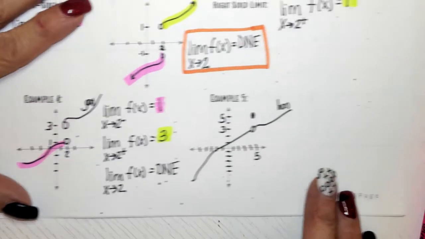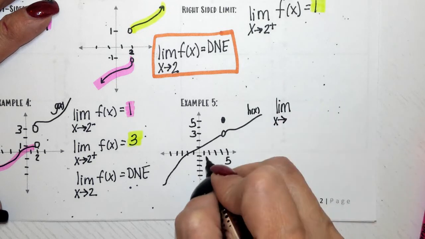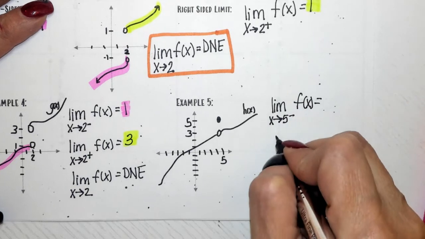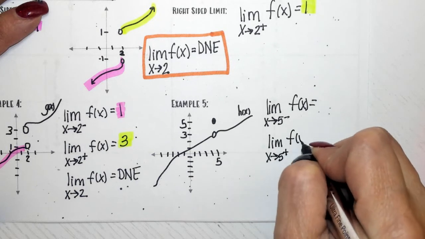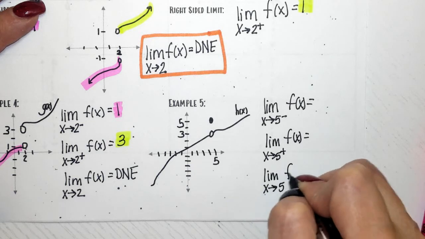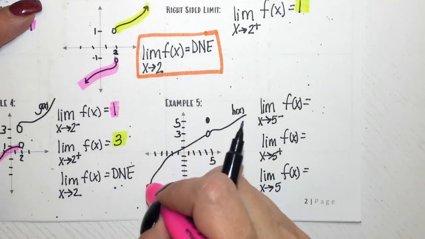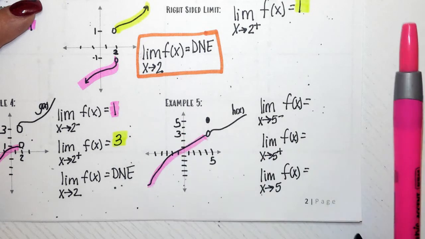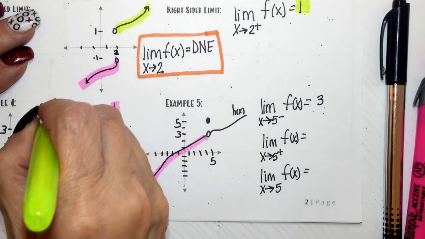Okay, well now let's try the other one. So this one's going to be the limit as x approaches 5 from the left of f of x. And then I've got the limit as x approaches 5 from the right of f of x. And then I've got the limit as x approaches 5. Okay, well, here we go. As we approach from the left, I am approaching 3 from the left.